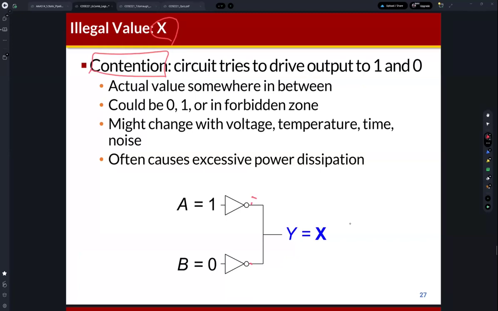The contention means that, so this is the example of contention. So actually this is an incorrect implementation of a circuit. So why? What's the problem? The problem is that we can observe a node. So this is the same node, right? But this same node is driven by two different outputs of inverters.